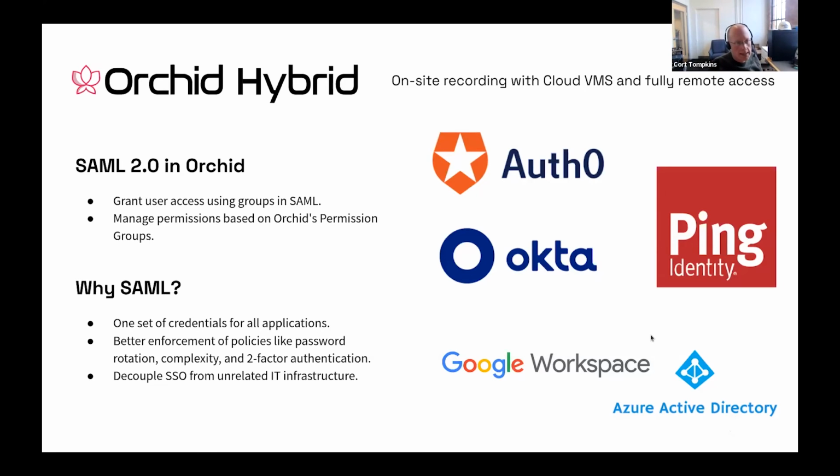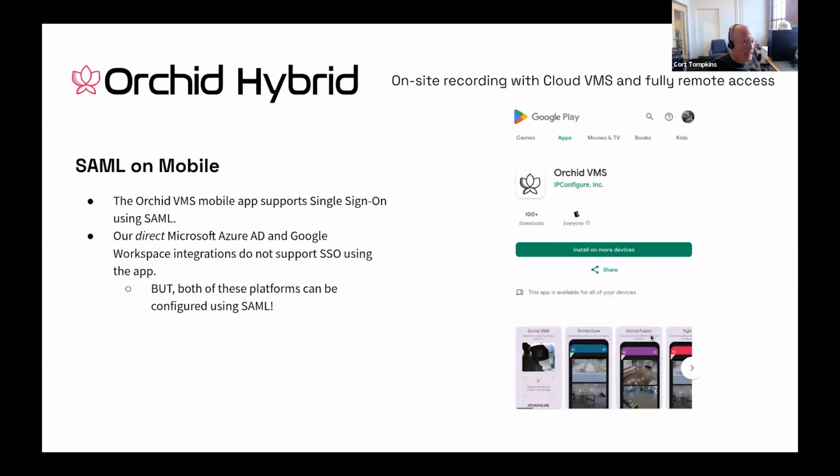And they'll work the exact same way, but there's one big advantage to setting up Google Workspace and Azure Active Directory through SAML, and that is the Orchid VMS mobile app. The Orchid VMS mobile app now supports single sign-on as long as you're using one of these SAML single sign-on providers.